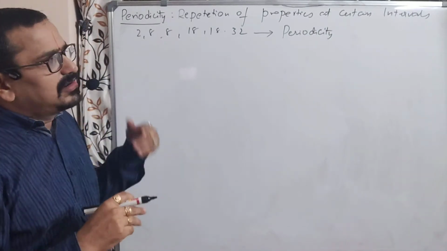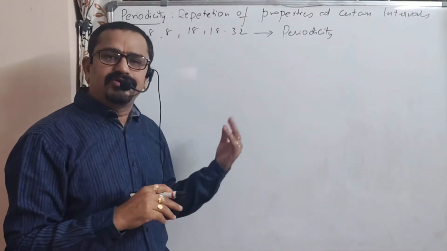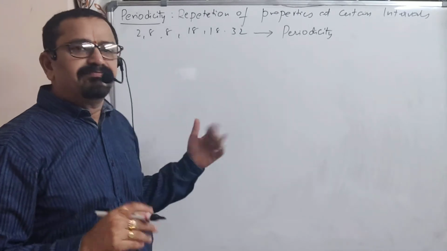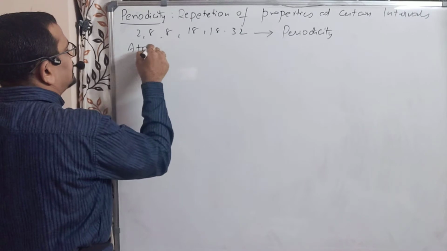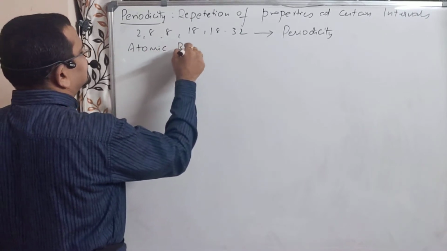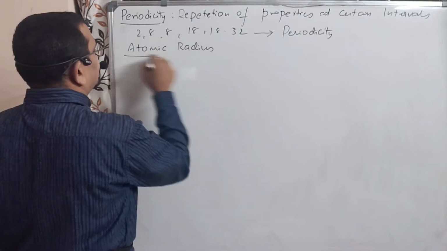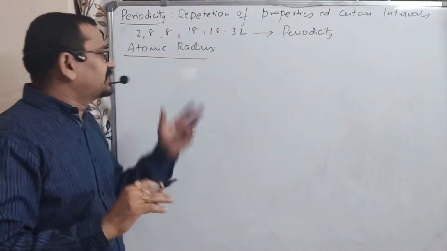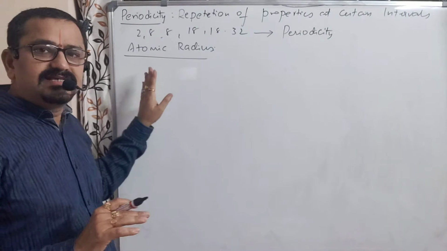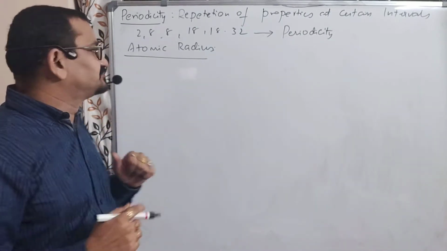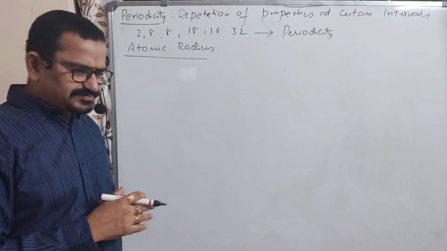In fact, all other periodic properties like melting points, boiling points, densities, etc. all depend on some basic properties, namely atomic radius, ionization potential, electronegativity, etc. So for all these properties, firstly, one should be perfect in atomic radius and its trends. So what is atomic radius?